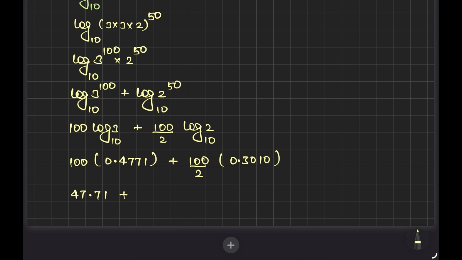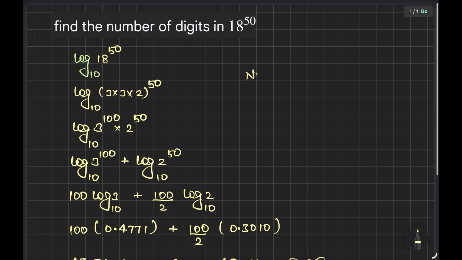So can I write down this thing as 47.71 plus 30.10 by 2. We can also simplify the thing as 47.71 plus 15.05. Now simplify things. We will have 6, 7 plus 2 and it is 62.76. Correct? Now you know that the number of digits is what?